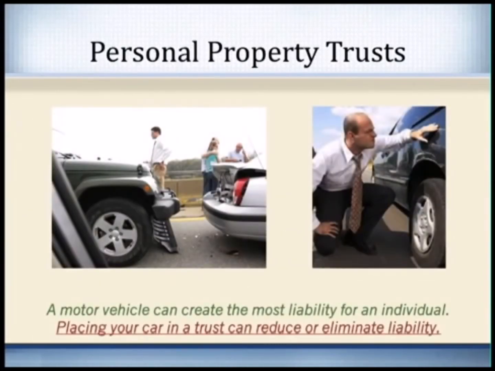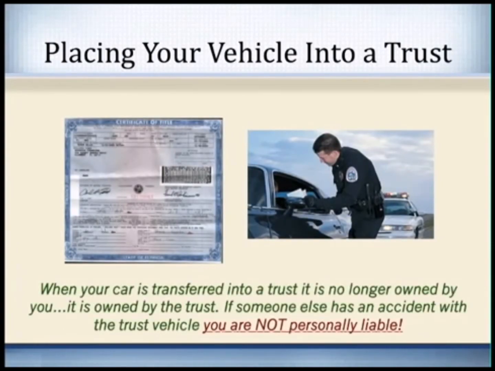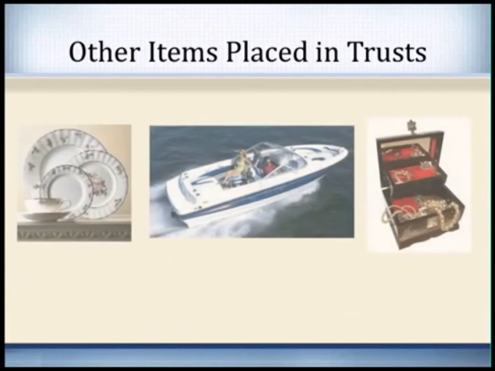Now there's the personal property trust, and your vehicle, your car or motor vehicle that you're driving, can sometimes create the most liability because you're constantly in motion. So at least we believe that you want to put your car in a trust to reduce that liability. When your car is transferred into a trust, you no longer own it. It's owned by the trust. So if somebody else has your car and has an accident, you are not personally liable. Of course, you're responsible for any damage you create on your own, but not tied to the vehicle.